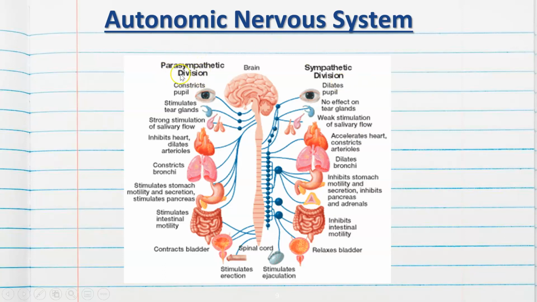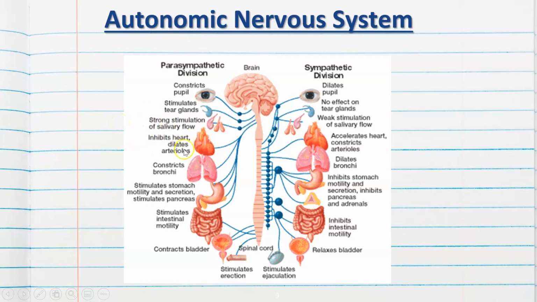Then we have the parasympathetic division, which does the opposite, calms us back down again. So our pupils return to normal size. Our tear glands may be stimulated, so people often cry after they get a very bad fright. That's totally normal. Strong stimulation of salivary flow. So again, we've got more saliva in our mouth or normal saliva in our mouth again.